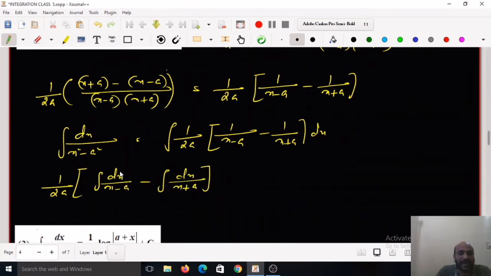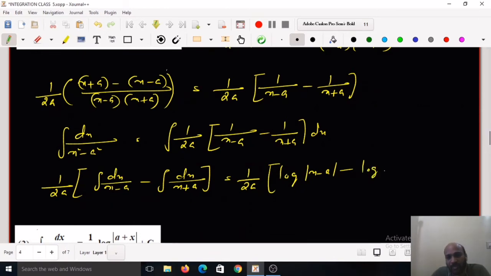Okay. What is integration of dx by x minus a? It's just like dx by x. Dx by x means log mod x. In place of x, we have one linear term, that means log x, same formula you can use. Integration of dx by x minus a equal to log mod x minus a. So answer is 1 by 2a. Integral of first one is log mod x minus a, and integration of second one is log, again 1 by linear, log mod x plus a plus c.